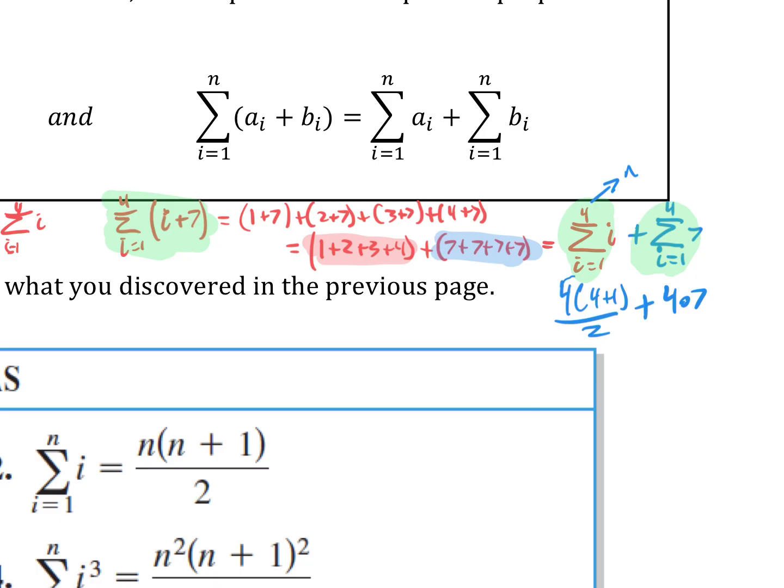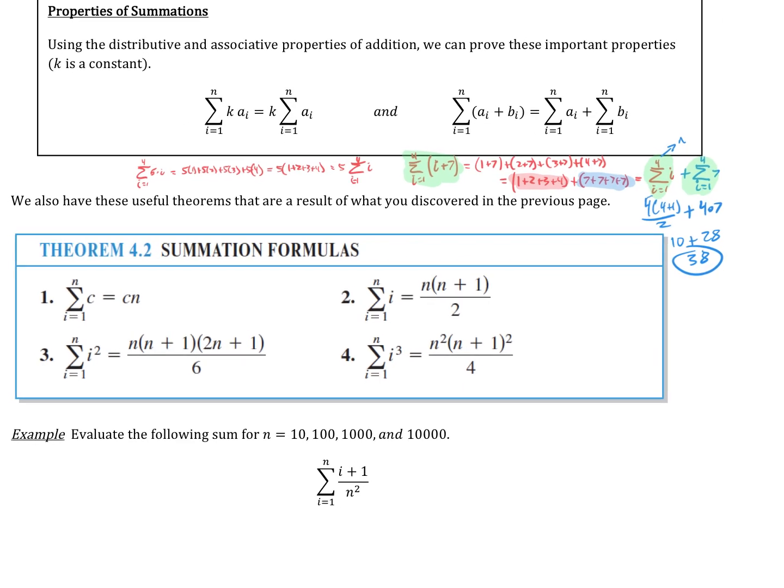So now we can compute these two things separately. And so 4 times 5 divided by 2 gives us 10, right? And 4 times 7, that's 28. And so this is 38, right? So we now can see a couple things. We can break these summations up, and then we have some shortcuts. Once we realize what's actually going on, we have those formulas for the sum of i being n times n plus 1 over 2, or if it's just a constant, we have n times a constant. And that brings us to these summation formulas here.